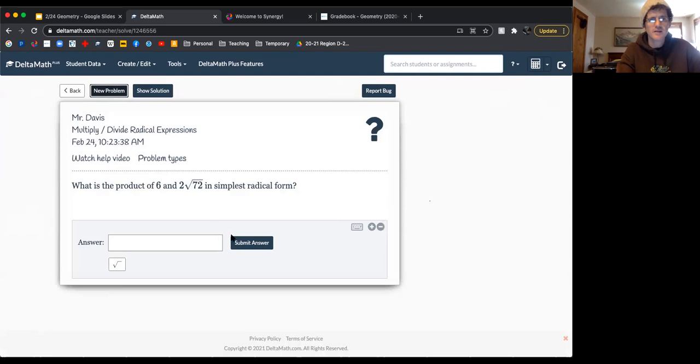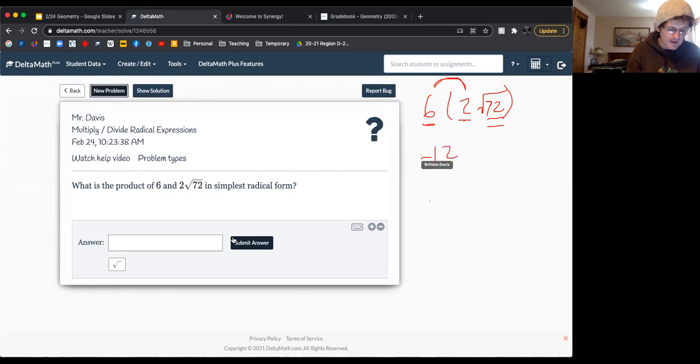So notice here that it's going to be the product of 6 times 2 square root of 72. So just like before, I said, if you have radicals, you can multiply your radicals together. But here I just have a couple of whole numbers and then this radical over by itself. So what I want to do is multiply these two together, and I'll just leave that square root of 72. So 6 times 2 is 12. And again, that square root of 72 is still there.